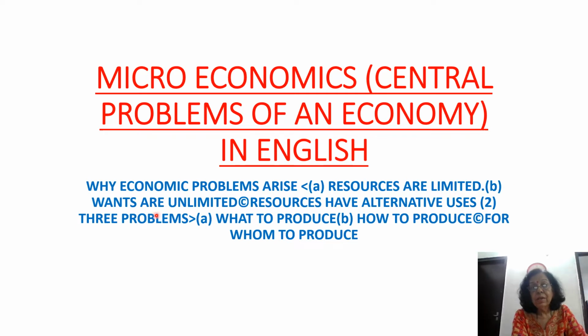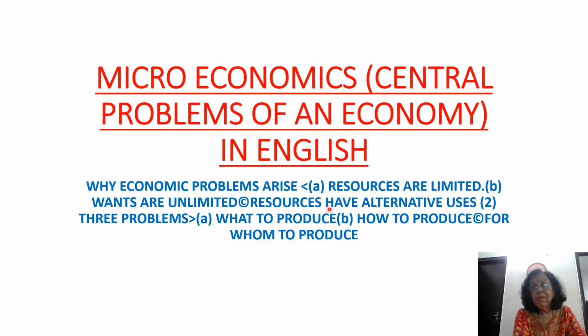Second is wants are unlimited. We have unlimited wants. A person wants, say, a scooty, then a bike, then a car, then a branded watch, then a suit, then a piece of jewelry, and so on and so forth. So when you consider the whole country, demands are unlimited, then what happens? Problem of demand and supply.